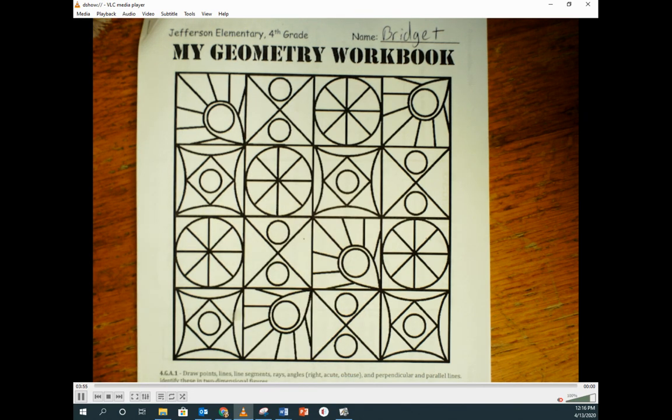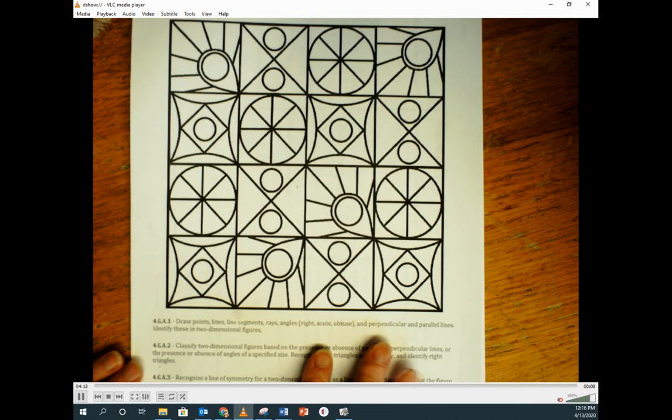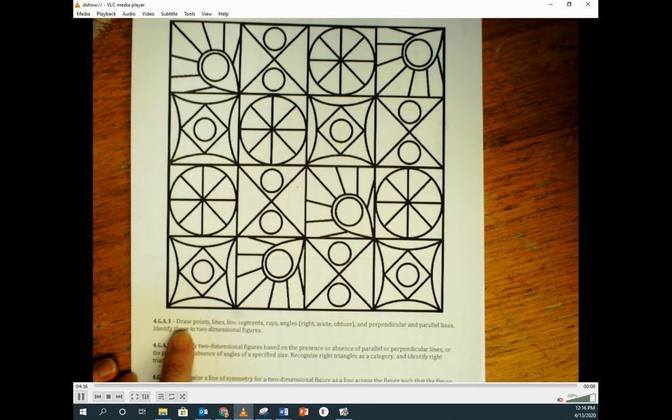In lesson 1, we covered what tools you needed to complete the packet. And in lesson 2, we talked about lines and line segments and rays and points. So just to review with your packet, we are starting to cover the first learning intention. We covered that in lesson 2, draw points and lines and line segments. And for lesson 3, we are going to work on angles.